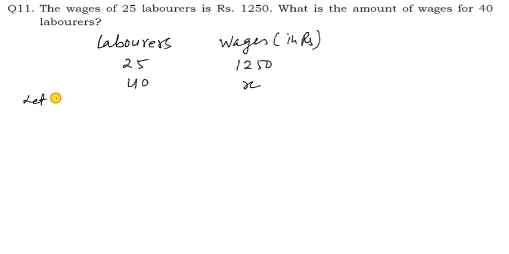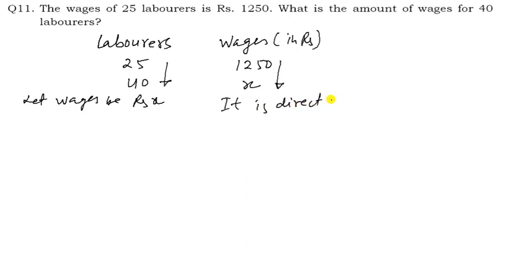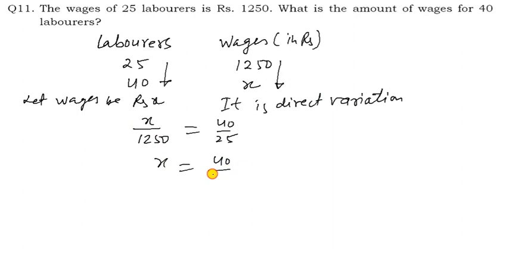Now it is direct variation, so you can put the downward arrow. You can write here it is direct variation, because if the labors are more, you will give the wages more. So X upon 1250 is equal to 40 upon 25. So X will be equal to 40 upon 25 into 1250.